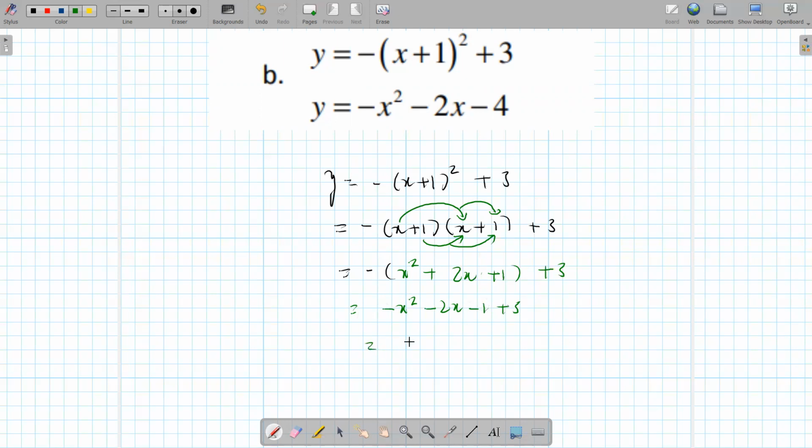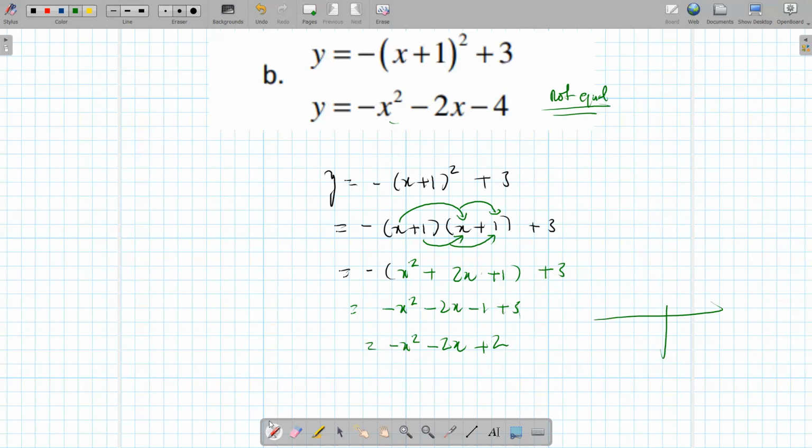And then you want to group up the like terms. What's minus 1 plus 3? Plus 2. So is this the same thing as the one on the bottom? No, so they are not equal. This one looks like this. The y-intercept is 2, right? Whereas this one, actually, it's not gonna look like that.